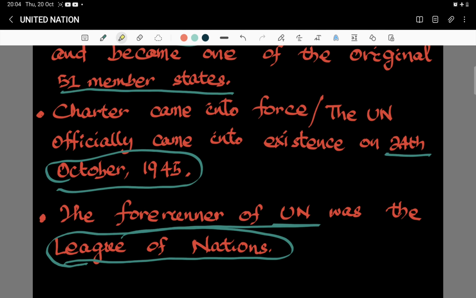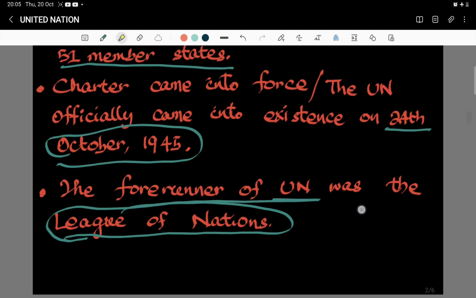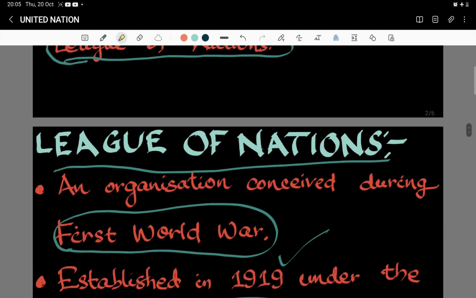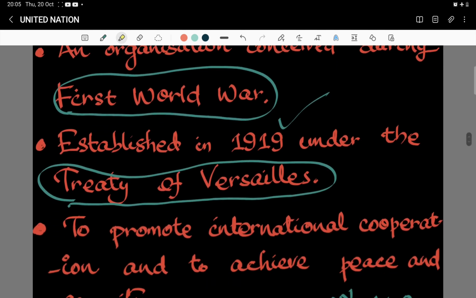The forerunner of the United Nations was the League of Nations, which was established during the First World War with the same objective, but it failed completely to achieve its objective, and as a result the world again faced a war, that is World War II. After World War II, the United Nations was established. The League of Nations was established in 1919 under the Treaty of Versailles.